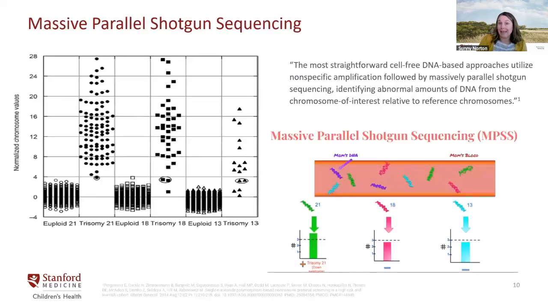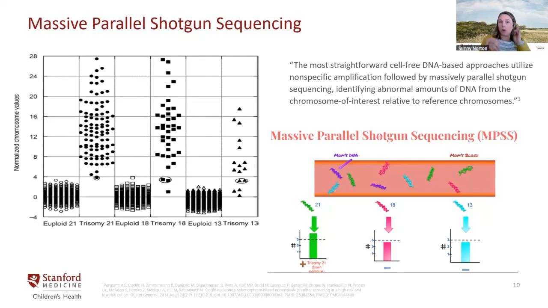There are two main methods of cell-free DNA, and both of them do use next generation sequencing, but I'll very briefly review these. The two main methods are this MPSS, which is massive parallel shotgun sequencing, also referred to as the counting method, in which non-specific amplification together with next generation sequencing is used to sequence and then count all cell-free DNA fragments. Abnormal amounts of DNA from specific chromosomes of interest, like chromosome 21, relative to reference chromosomes, can then be identified.